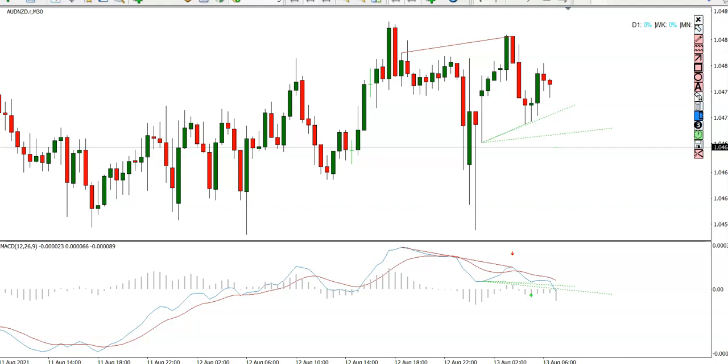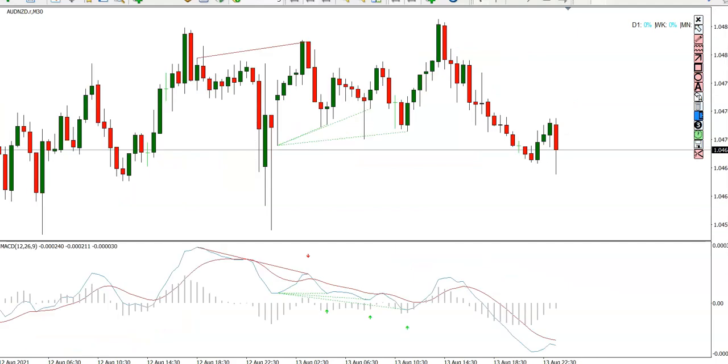This is one of my best setups for the week ahead, starting the 16th of August 2021. In this video, we're going to go over a possible trade setup. It is a trade setup on the Aussie Kiwi, and I'm going to go over in detail where I'm looking to enter, stop loss, take profit, and the reasons why I'm looking to take this position.